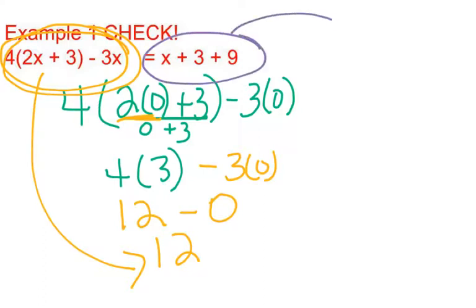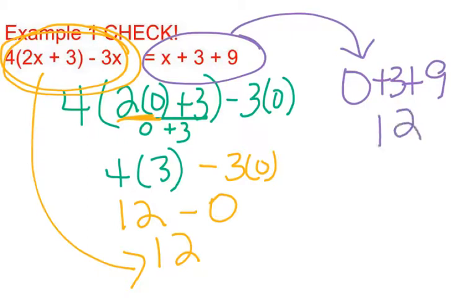Now I'm going to work this side out, and I'm going to change the x to a 0. Then I have plus 3 and plus 9. Well, 0 plus 3 plus 9 is 12. So notice how when I change the x to a 0 on the left side, I get 12 when I do the math. On the right side, when I do the math, I get 12. The equation's balanced. The left and right side will balance out if I change my x to a 0. That means the solution is 0, x is equal to 0, and we've solved this equation.